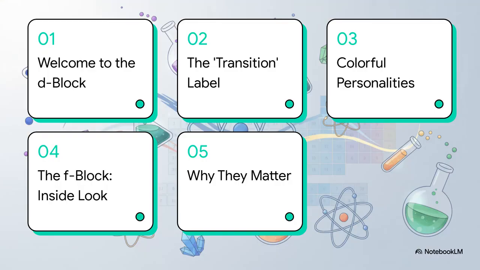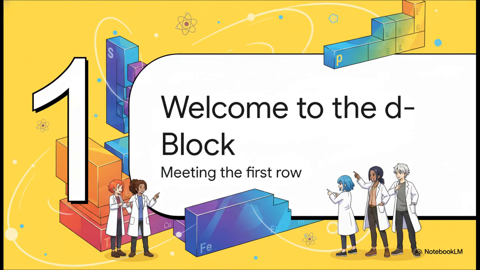So, here's how we're going to do it. First, we'll get introduced to the D-block elements. Then, we'll figure out what that whole transition label is all about. After that, we'll explore their, let's say, colorful personalities. Then we'll take a peek at their cousins in the F-block. And finally, we'll see why all of this matters in our everyday lives. All right, let's jump right in.